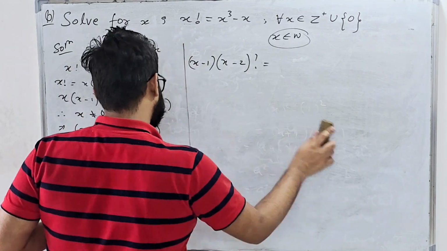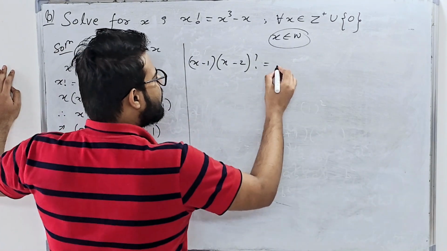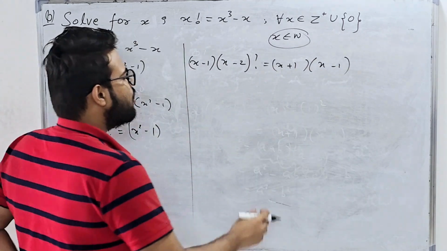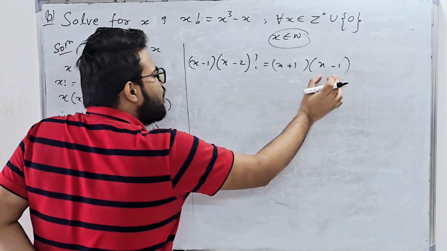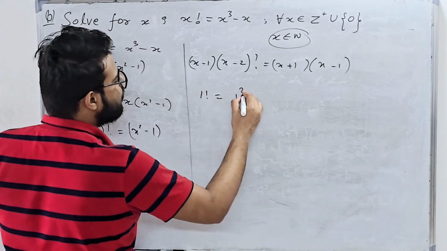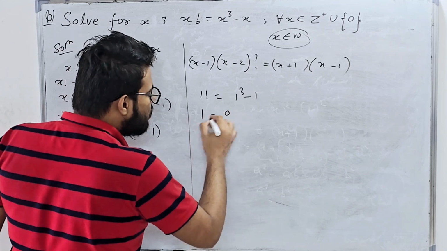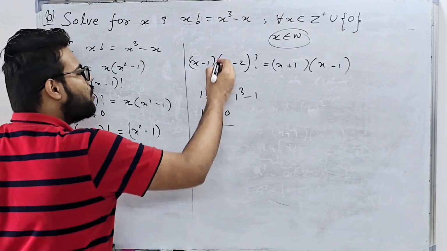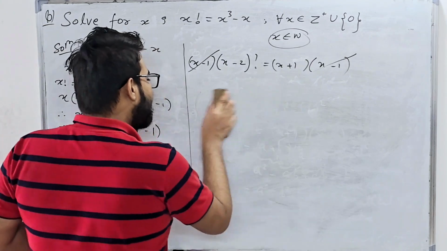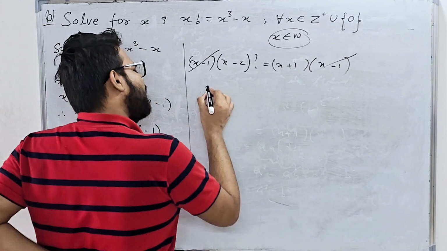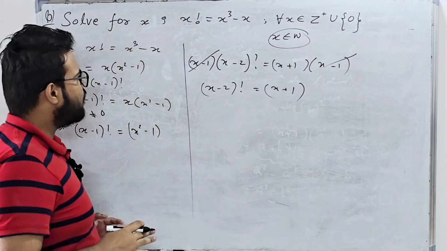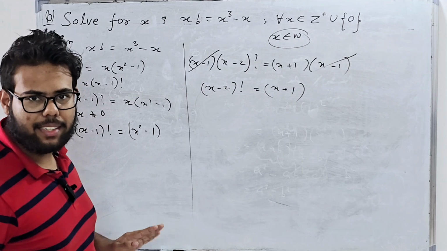So moving on further, it is equal to x plus 1 into x minus 1, right? It is correct. So notice, can x be equal to 1? Check again. Is 1 factorial equal to 1 cube minus 1? Is 1 equal to 0? Again a contradiction. So you can cancel these two terms also, and you end up getting x minus 2 factorial is equal to x plus 1. It is better than this expression at least.